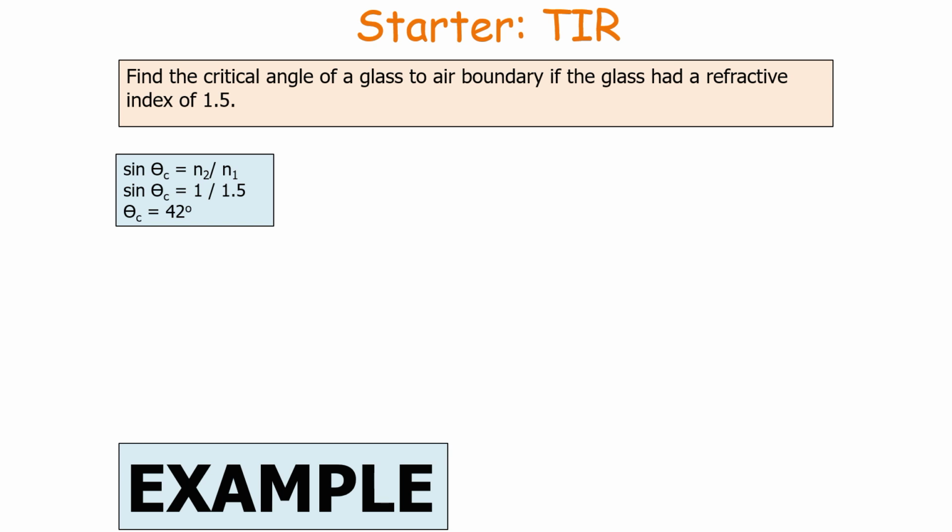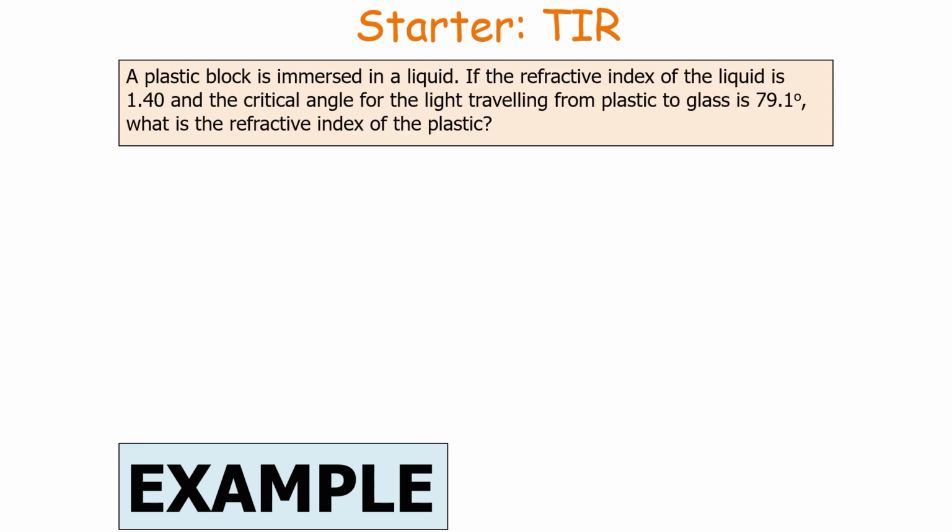So sine critical angle equals 1 over 1.5, so the critical angle equals 42 degrees. Now another question could be, a plastic block is immersed in a liquid. If the refractive index of the liquid is 1.40 and the critical angle of the light travelling from the plastic to glass is 79.1 degrees, what is the refractive index of the plastic?